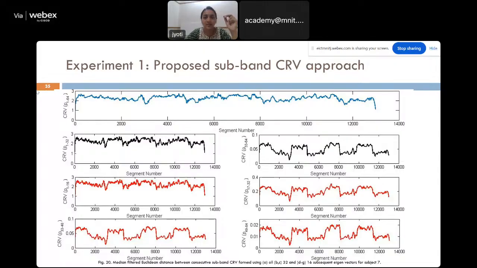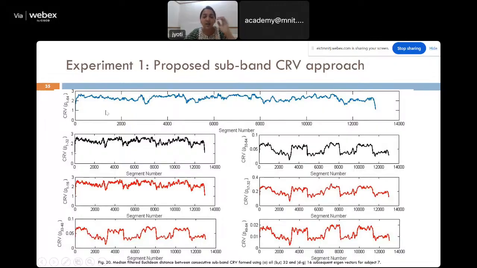The first figure, in blue, is written P1 to 64. We have considered all 64 eigenvectors weighted with their eigenvalues, summed them all, and found the distance between them. So here we cannot see any transition if any brain state is changing, what the underlying dynamics are. We have no information about that.